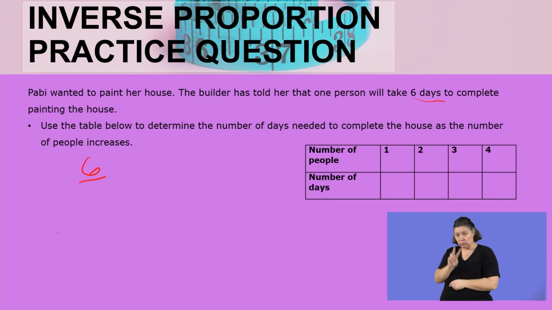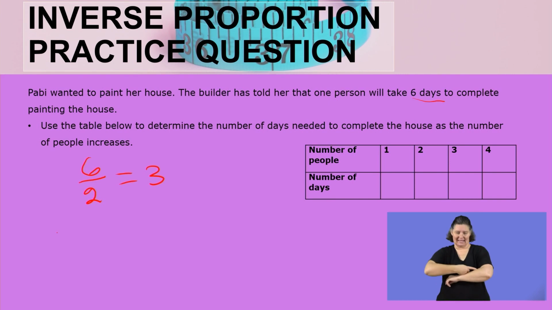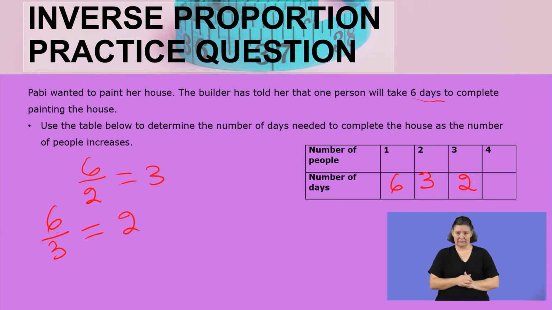Now, for two people, it will be 6 divided by 2, which is 3. We said for one person it's 6 days; for two people, it will take 3 days. And what if there are 3 now? If there are 3, because originally the total number of days needed to complete the painting is 6, we take 6 and divide it by 3, and then it will be 2. So now, if there are 4, we will take 6 and divide it by 4.